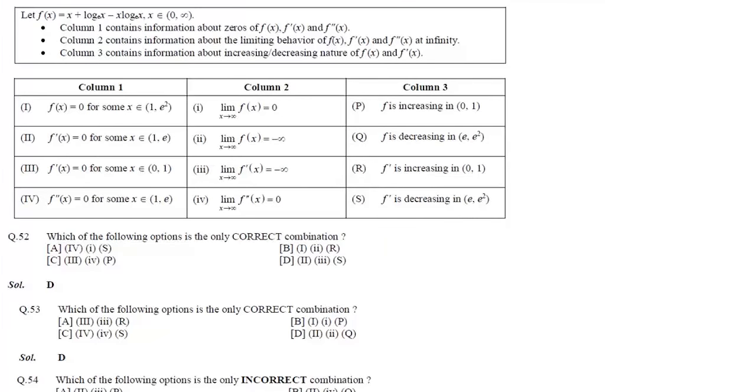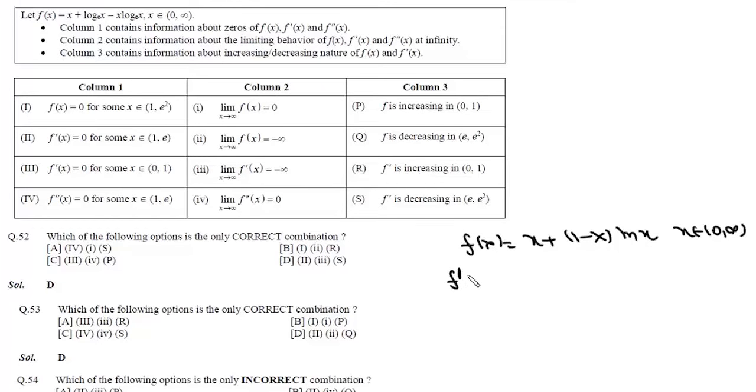Now the question is, we are given this function f(x), which is x, and here we'll take 1 minus x common, and then it'll be this log x when x belongs to 0 to infinity. And then we have 3 columns, and there are 4 statements in each column. We have to work out which of these statements are correct and which of them are incorrect.